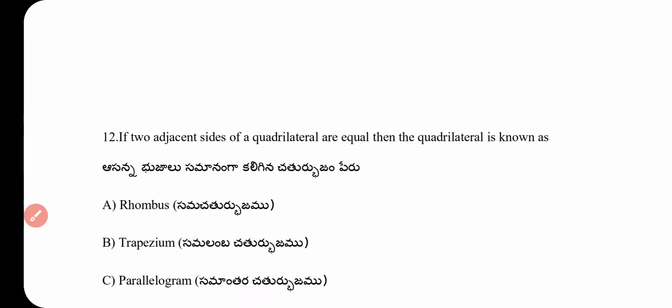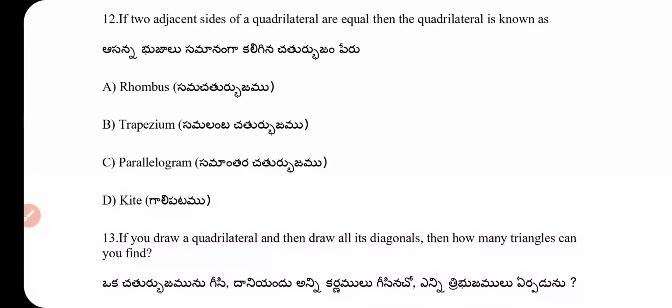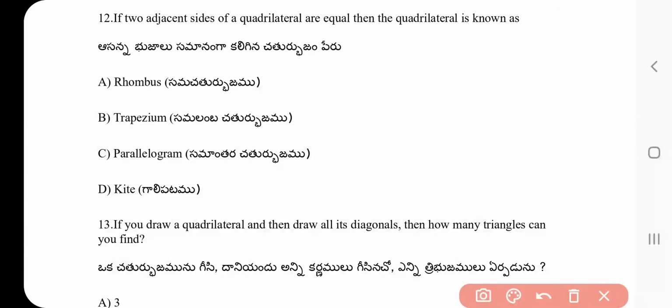Question number 12. If two adjacent sides of a quadrilateral are equal, the quadrilateral is known as rhombus, trapezium, parallelogram, kite. Which one is the correct answer? Correct answer is rhombus. Option A is the correct answer.